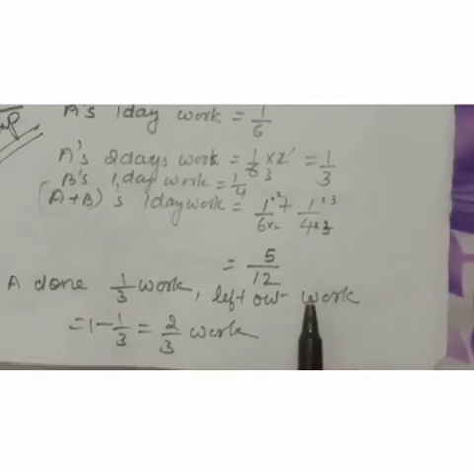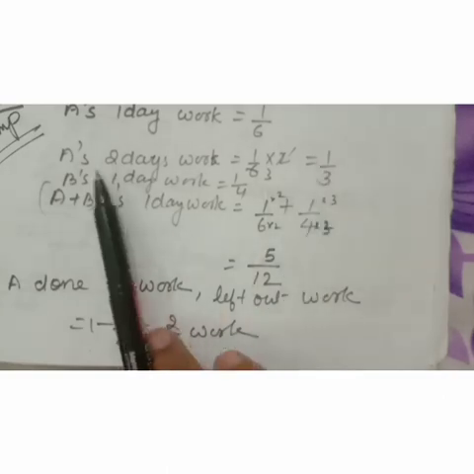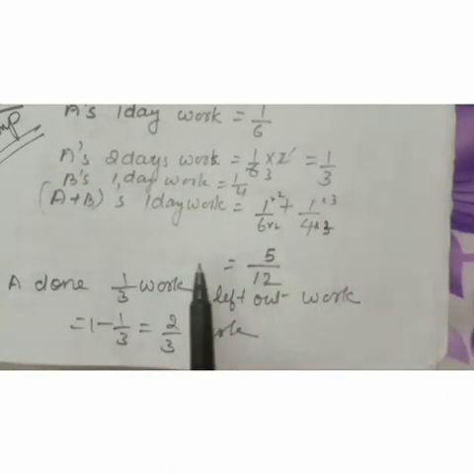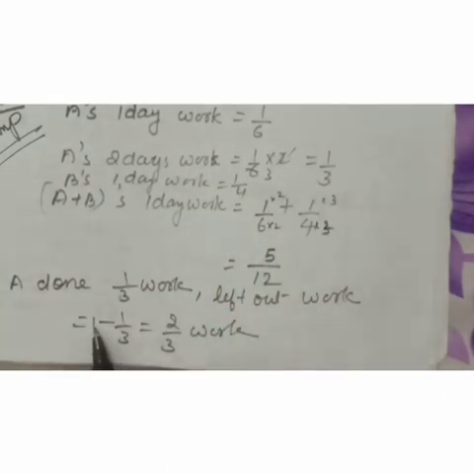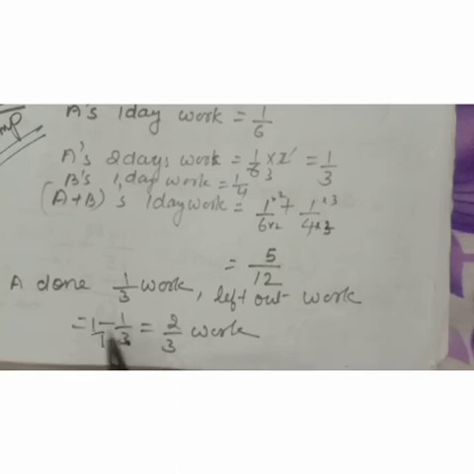Left out work how much? 1 by 3 work A alone done. Now left out, I told, work we consider as 1. 1 work was there. Out of 1 work, 1 by 3 work already done. Now how much left out? 2 by 3. Take LCM, cross multiplication, you will get 3 minus 1, 2 by 3. 2 by 3 work now left out. After 2 days, 2 by 3 work left out.